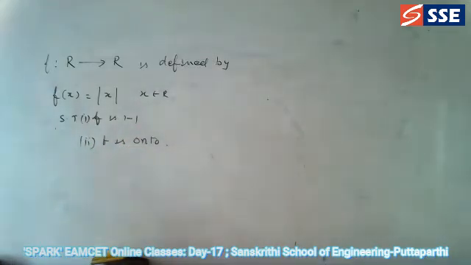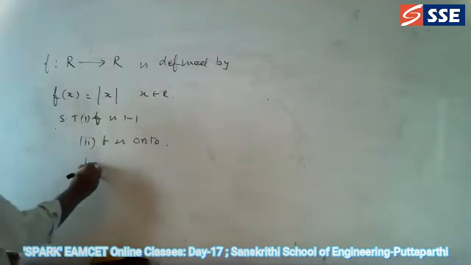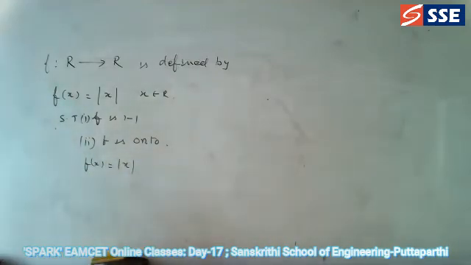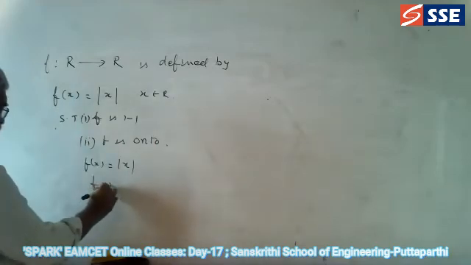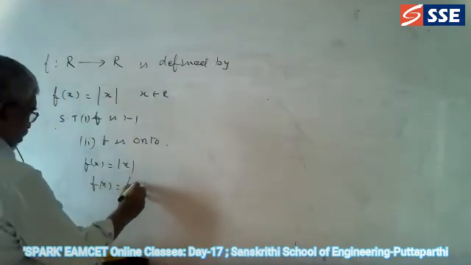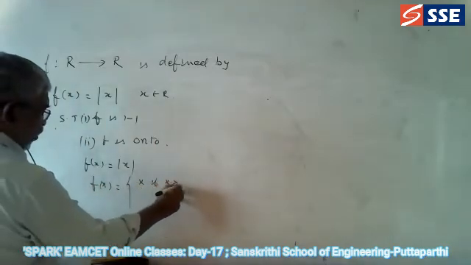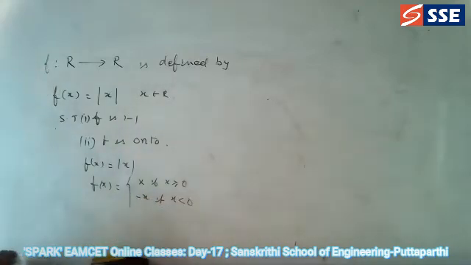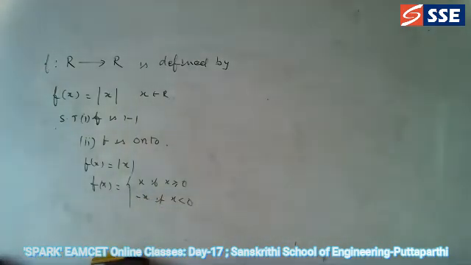First of all, what is given? f of x is equal to modulus of x. It is given. So what can we write? This f of x can be written as x if x is greater than or equal to 0, minus x if x is less than 0.